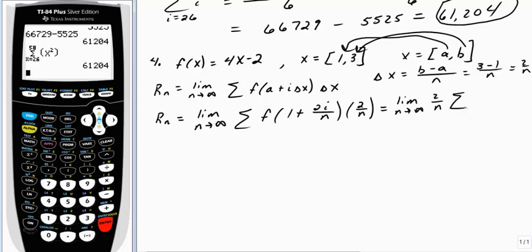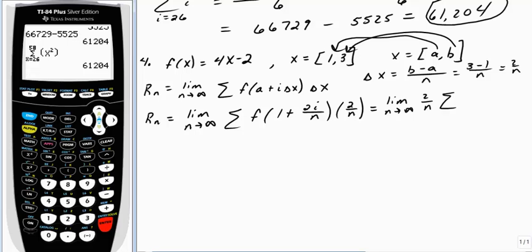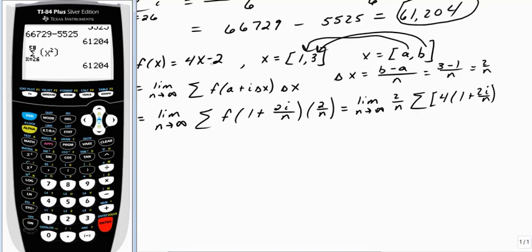Now that f of 1 plus 2i over n, we already know what that is. The function f is 4x minus 2. So all I have to do is say, well, then this summation is going to be 4 times the group 1 plus 2i over n. The 1 plus 2i over n takes the place of x in your function, and then you were subtracting 2 there, so I still have to subtract 2.